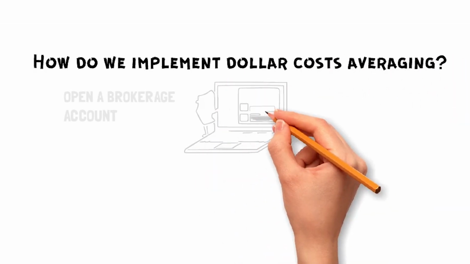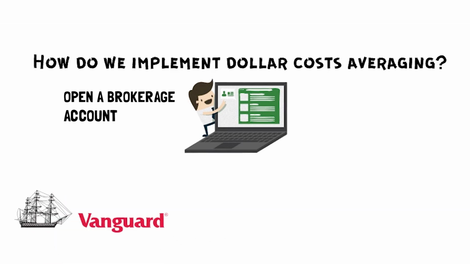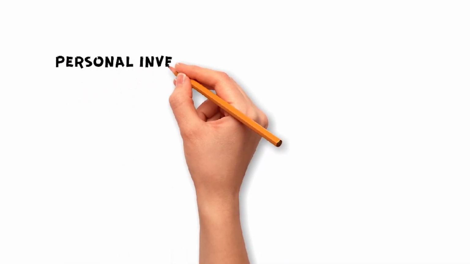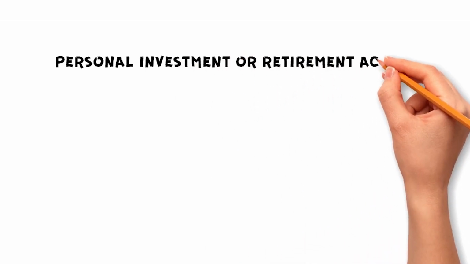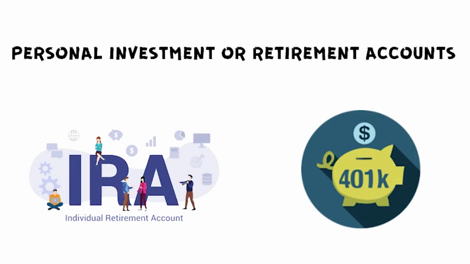First, we need to open a brokerage account. This account could be from Vanguard, Fidelity, or Charles Schwab. Also, you can choose between personal investment or retirement accounts like IRA, 401k, or both.